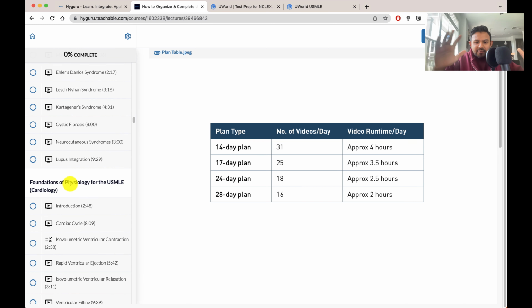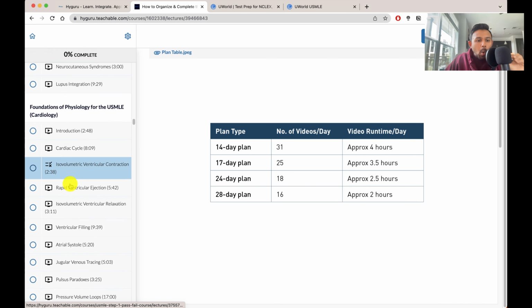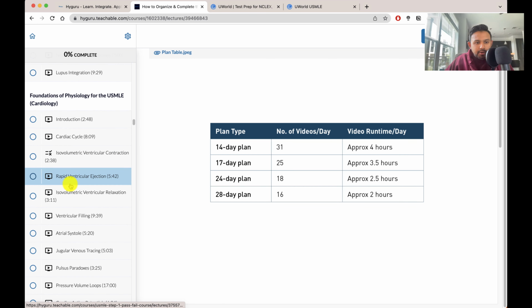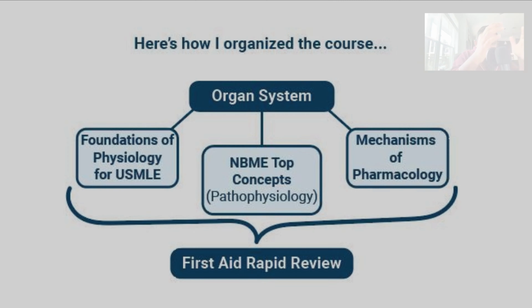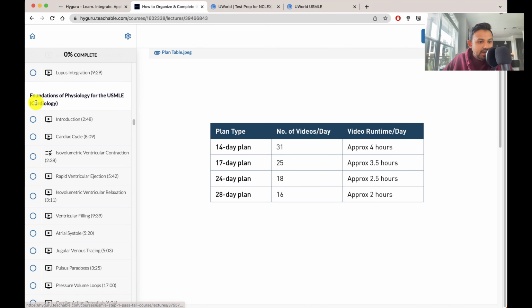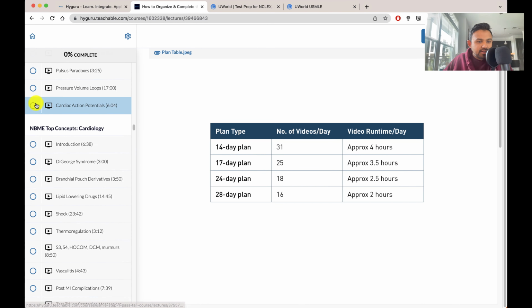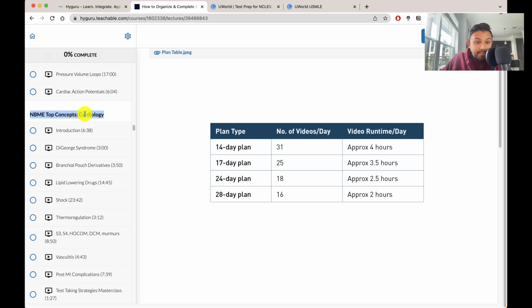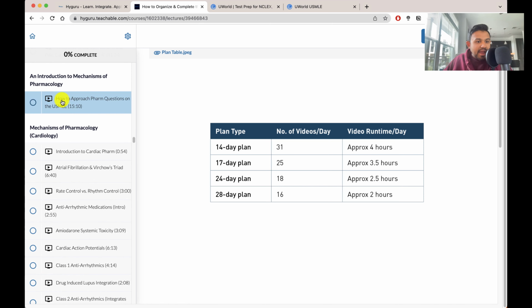After you're done with the foundations, which I just covered, you will go through individual organ systems. This is so important because each organ system is going to be organized as physiology first, pathophysiology next, and then pharmacology. As you can see, cardiology, we start with physiology. Then you will go through NBME top concepts, which goes through a little bit more pathophysiology. And then you will go into pharmacology.